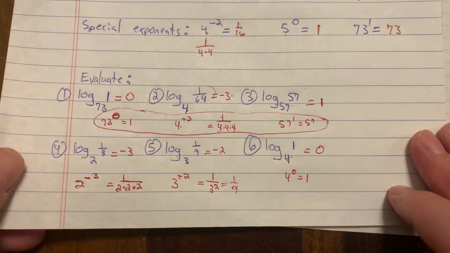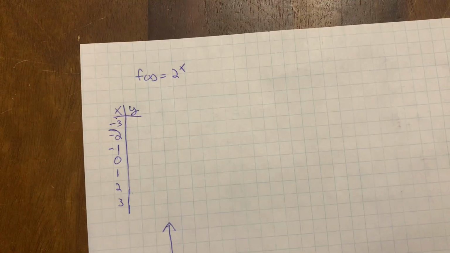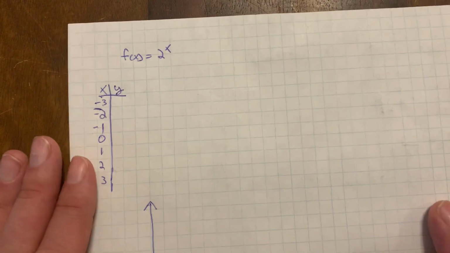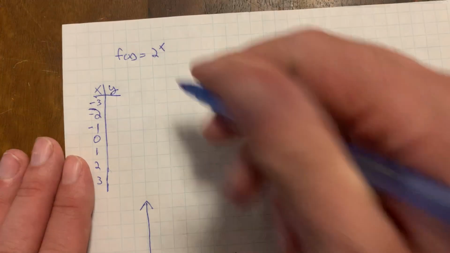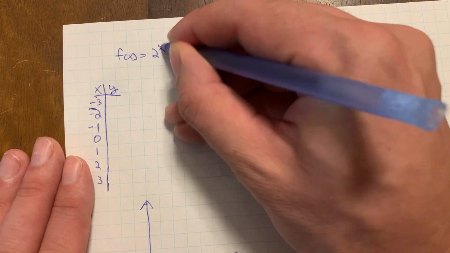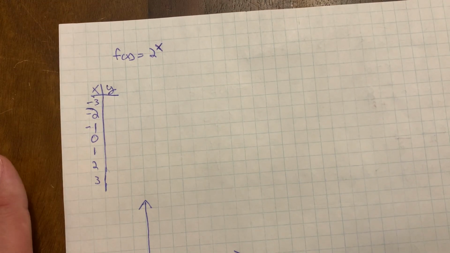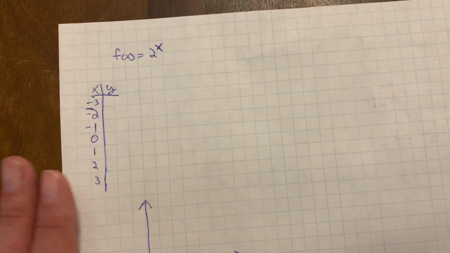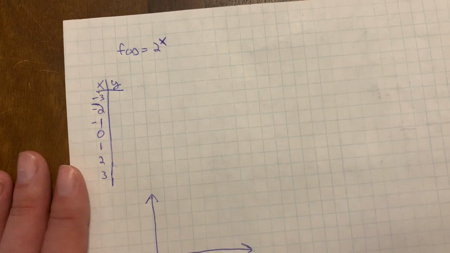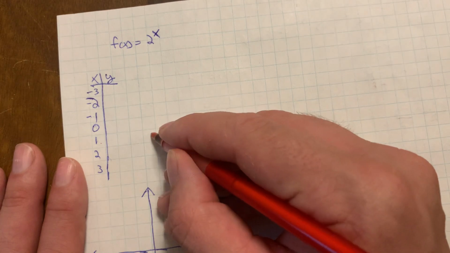All right, we're going to use this skill to find the inverse of an actual exponential function. So here we have f of x equals 2^x, and this same process would work for any exponential. We're going to start by making a table. And I'm going to start with 1 because I think that's the easiest thing.